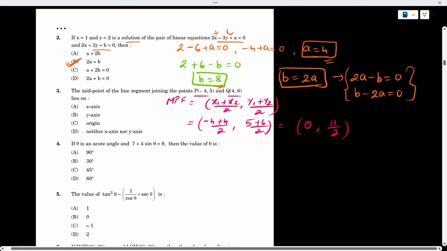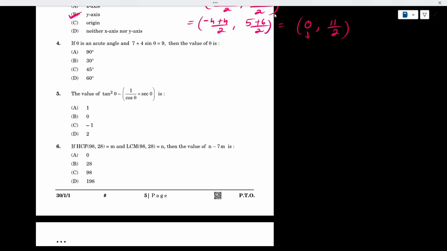Now if you see the options, they have not given the coordinates. So 0 comma 11 by 2, because your x coordinate is 0. When the x coordinate is 0, it lies on the y axis, because the x coordinate, the abscissa value, will be 0 on the y axis. So this option number B is your right option, y axis. This point will lie on the y axis. So this question was from coordinate geometry. Let us go for the fourth question.